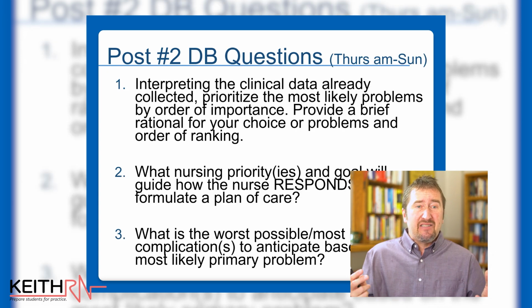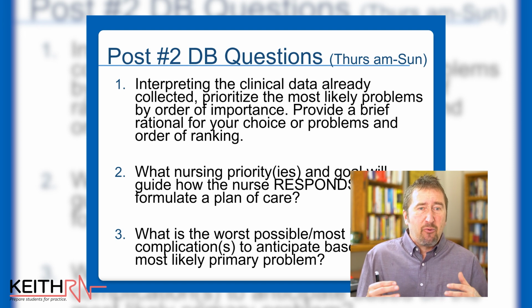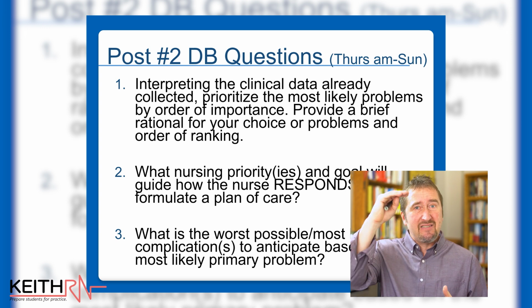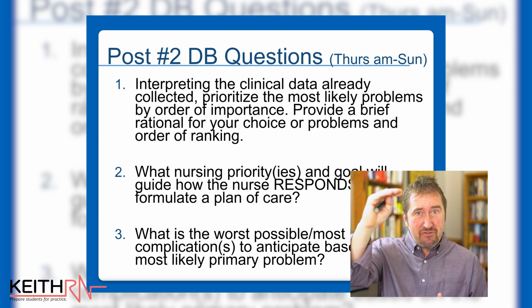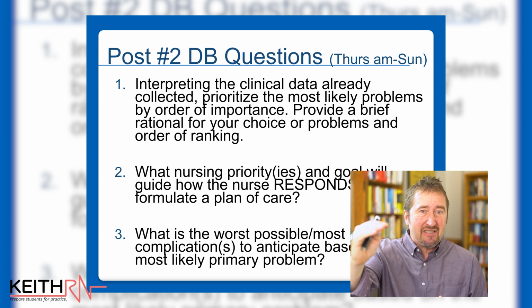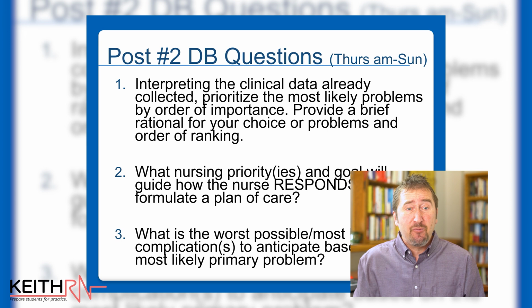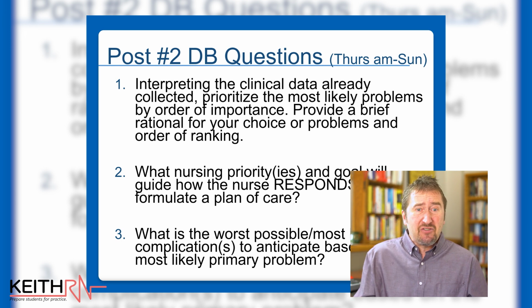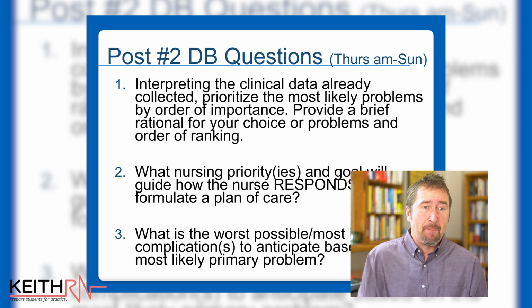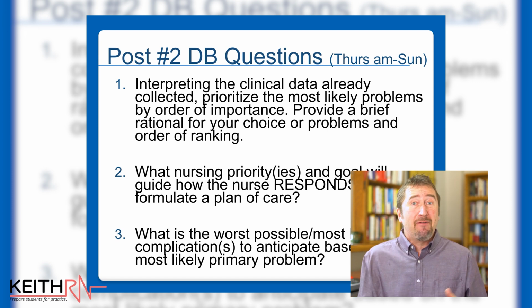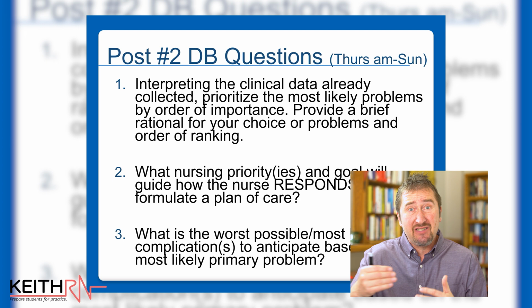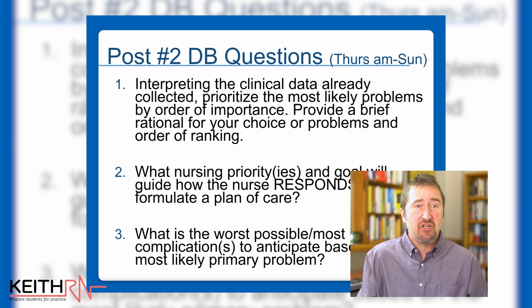Now our second set of questions with the discussion board is interpreting the clinical data and prioritizing the most likely problems by order of importance. So now we're asking, what could this be? Do we have a UTI? Do we have sepsis? Or a combination of the two? And again, looking at what those problems could represent. What is the nursing priority and the goal in formulating and responding with a plan of care? What's the worst possible complication? We could be sliding into sepsis, going into septic shock.